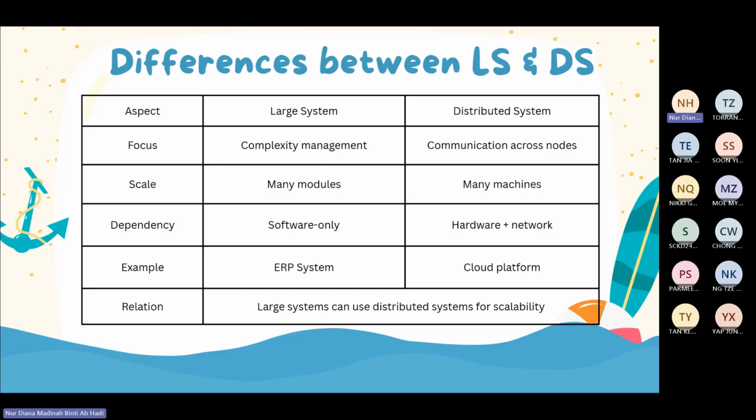When we talk about a distributed system, it is communication across your nodes, which involves many machines, which is hardware and network. Okay, and for the example, we would see it in the cloud platform. So not every large system is distributed, but most distributed systems support large-scale applications. Okay, are you clear, guys?